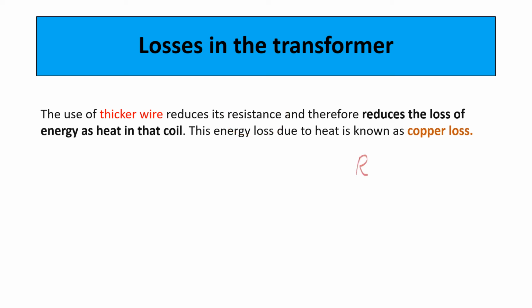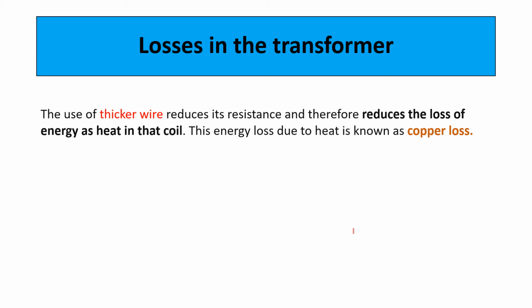We know R is equal to rho L by A. A is the area of cross section. Thicker wire will have more area of cross section. If A is more, R will be less. Therefore, if you use a thicker wire, the resistance will reduce. And this will reduce the loss of heat energy in that coil.